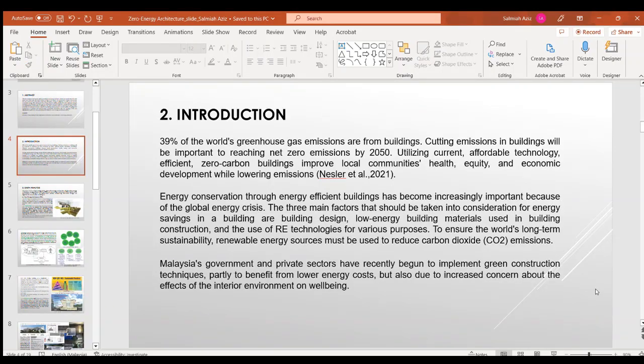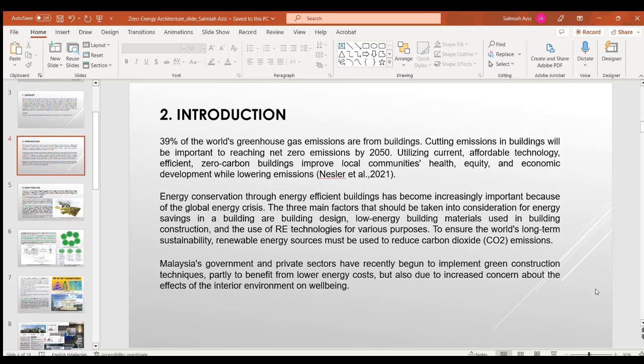We go for introduction. 39% of the world's greenhouse gas emissions are from buildings. Cutting emissions in buildings will be important to reaching net zero emissions by 2050. Utilizing current affordable technology, efficient zero carbon buildings improve local communities' health, equity, and economic development while lowering emissions.